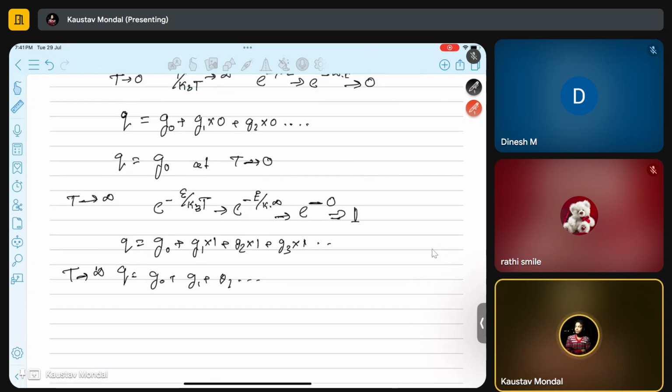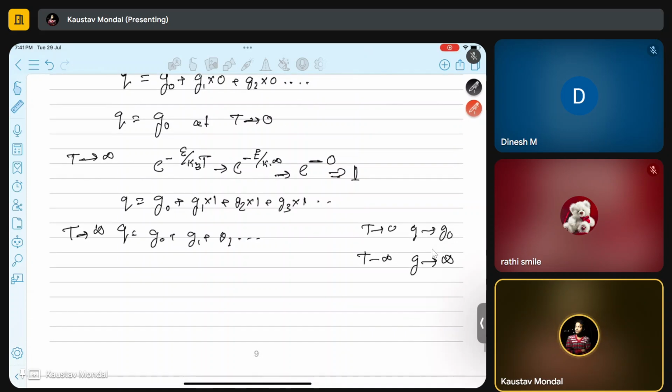So that means when T tends to 0, Q tends to G0. When T tends to infinity, Q approaches infinity. Sorry, this is Q, not G. These are the two features of the partition function, the properties of the partition function in two extreme cases of temperature. Now, let's discuss a problem.